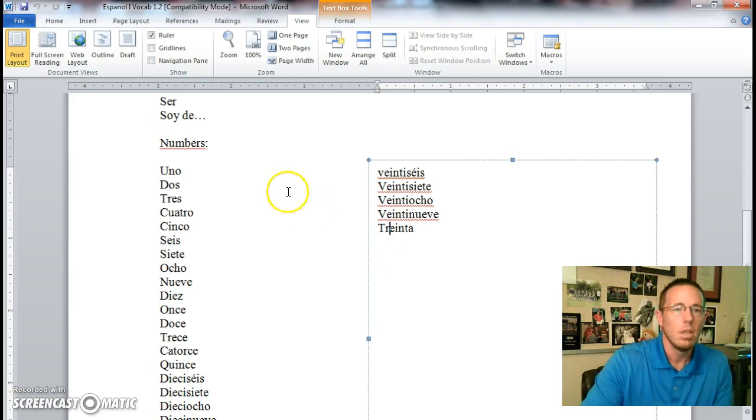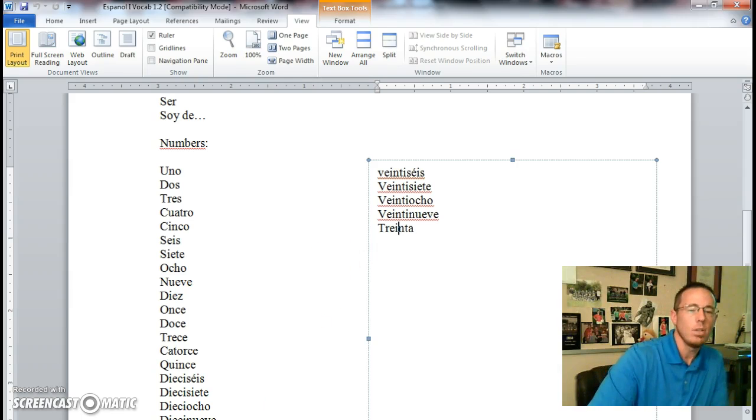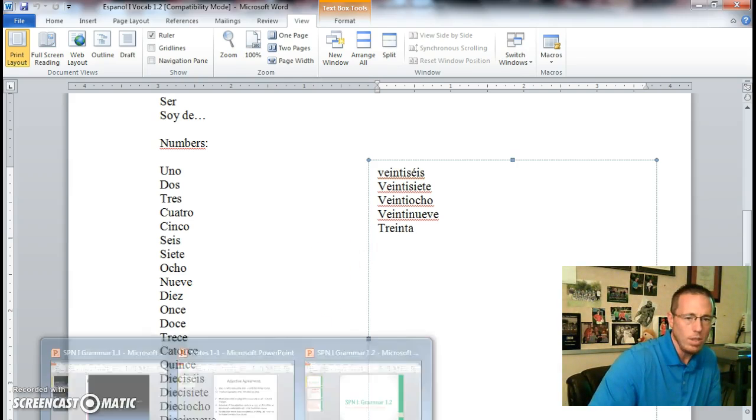Fairly straightforward, numbers 1 through 30. Okay, moving on to some of the specific grammar points for this chapter.